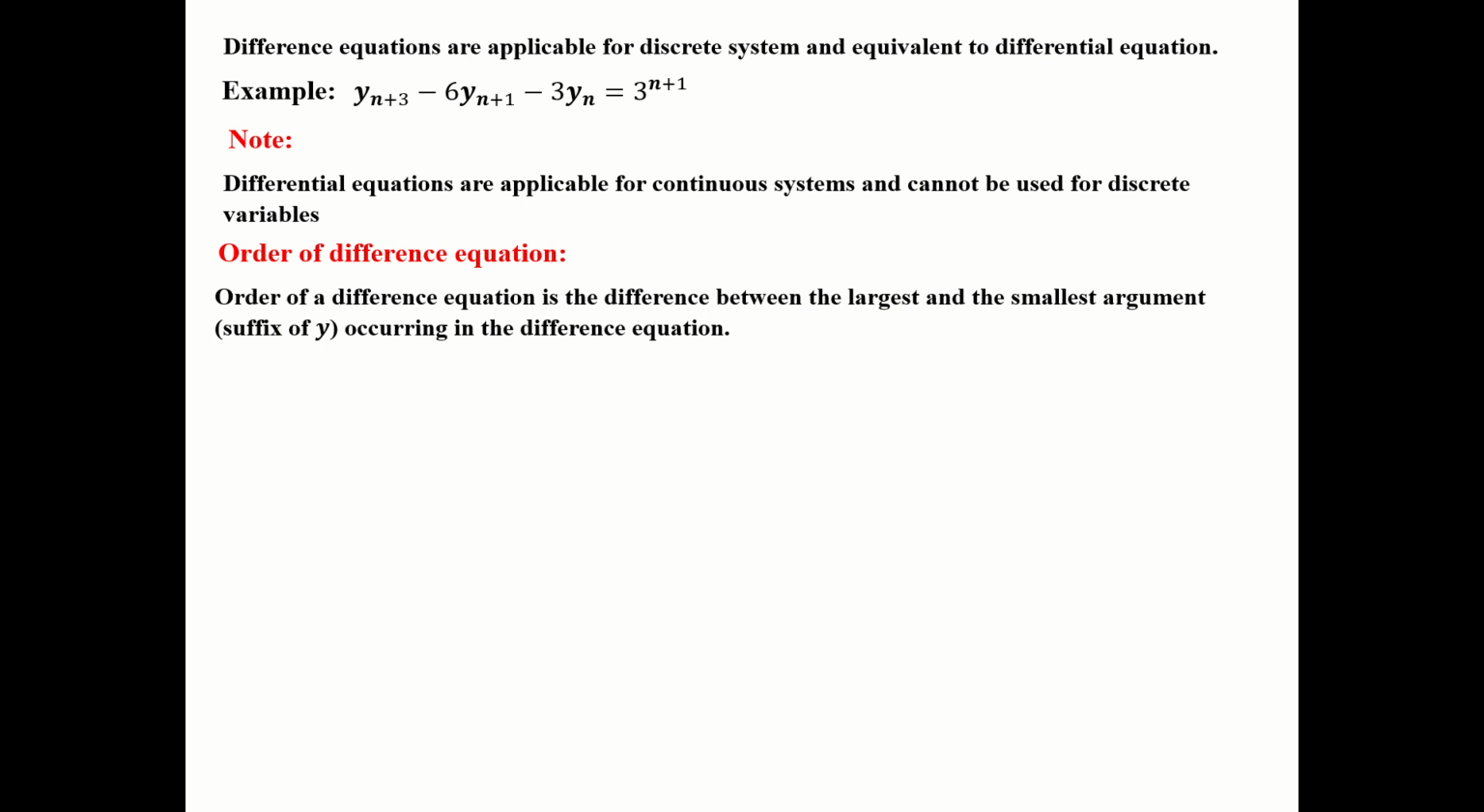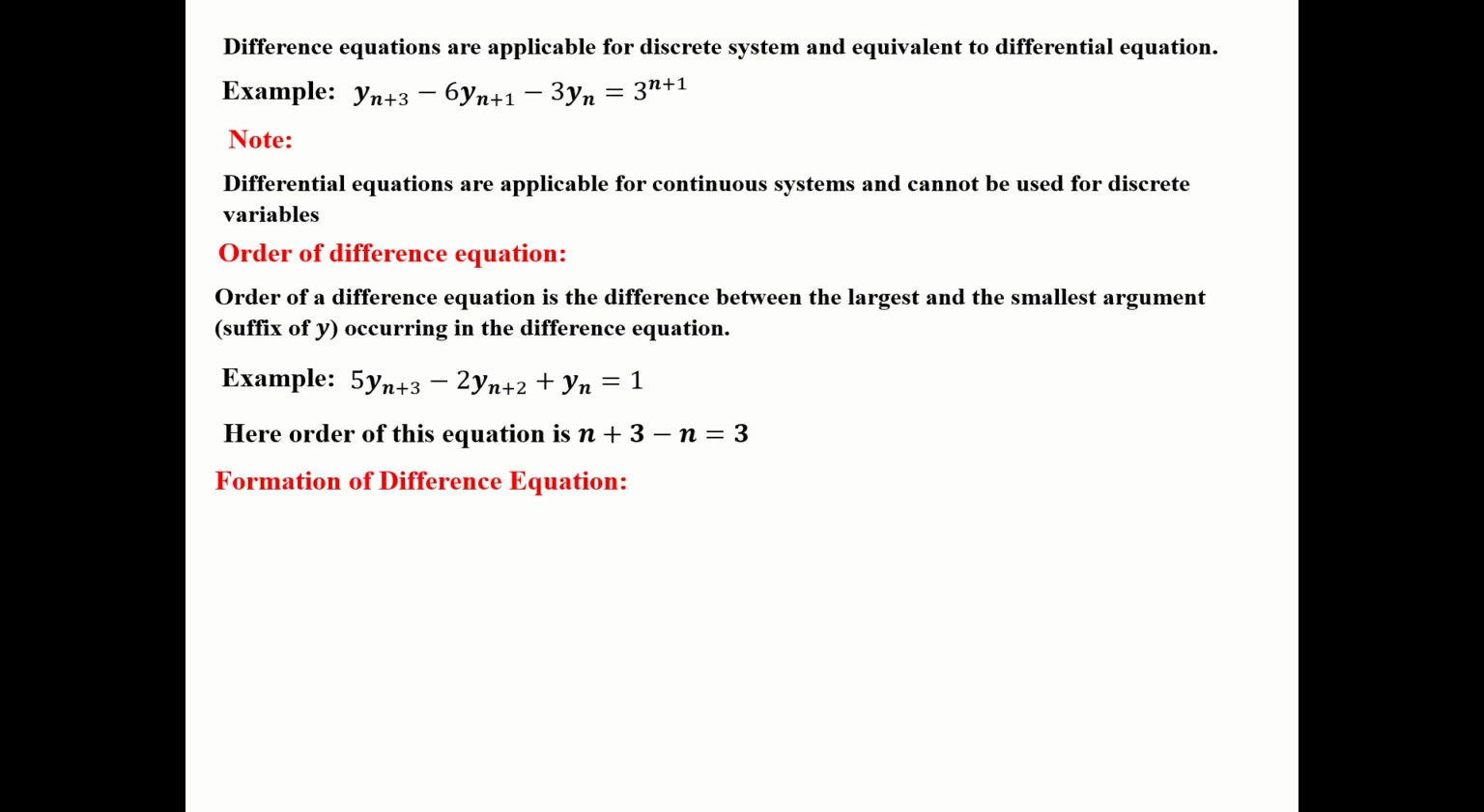The order of a difference equation is nothing but the difference between the largest and smallest argument, that is, the numbers in the suffix of y occurring in the difference equation. Example: consider the difference equation 5yn plus 3 minus 2yn plus 2 plus yn equal to 1. Here the highest suffix is n plus 3 and the least is n. So n plus 3 minus n is equal to 3, which is the order of the difference equation. Next, formation of difference equation.